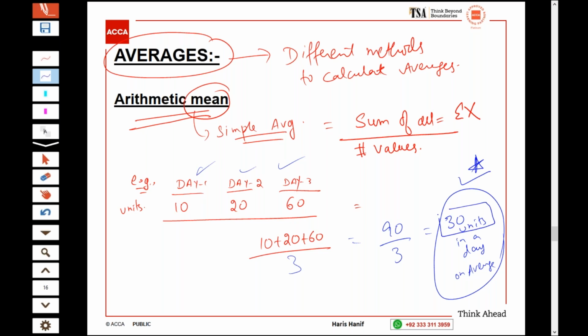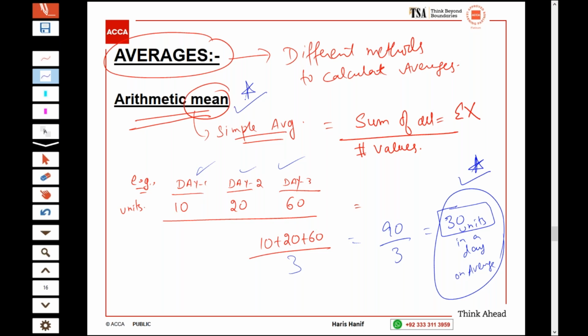This is a simple average. Now, my tone is a little bit slow because it is a recently added topic in paper MA. Recently means it's more than a year, but this is also examinable. Arithmetic mean is a simple average, and you calculate the average for future forecasting, because we are understanding forecasting.